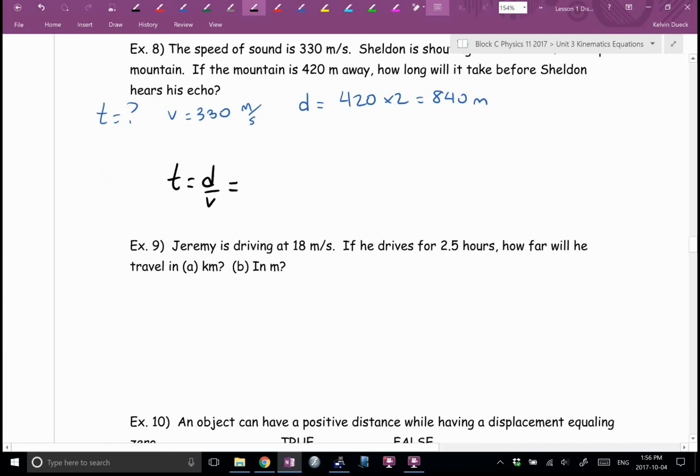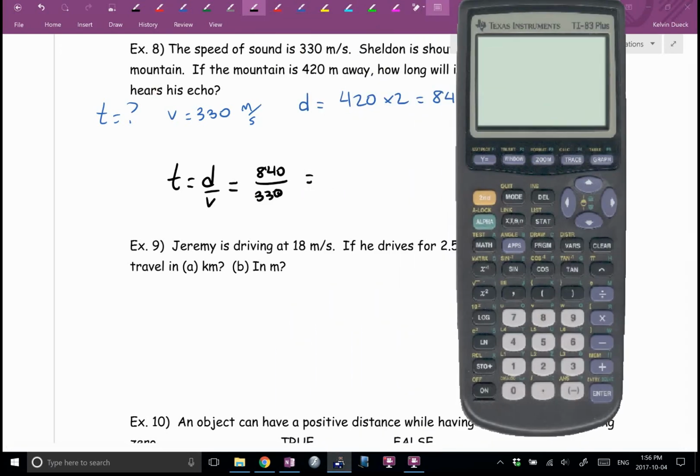So this is going to be 840 divided by 330. You get 2.54545454. I'll go 2.55. Why wouldn't I round it 2.54? What's next to the 4? So is the 4 going to stay a 4 or become a 5?